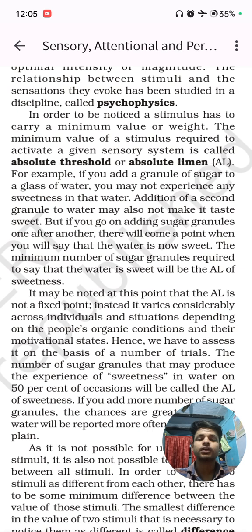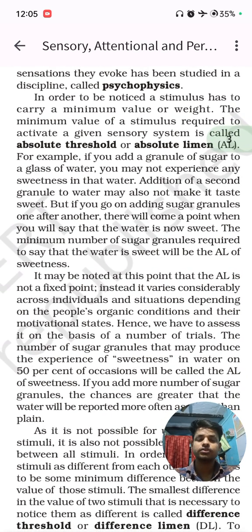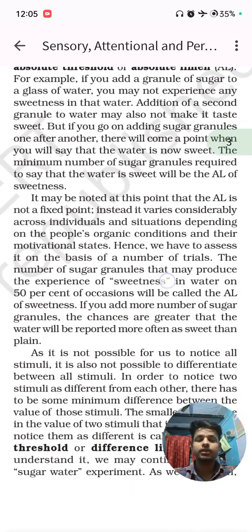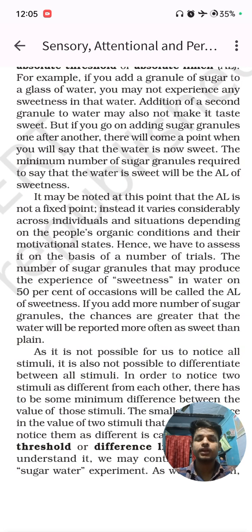For example, if you add a granule of sugar to a glass of water, you may not experience any sweetness in the water. Addition of a second granule may also not make it taste sweet. But if you go on adding sugar one after another, there will come a point when you will say that the water is now sweet. The minimum number of sugar granules required to say that water is sweet will be the AL of the sweetness.